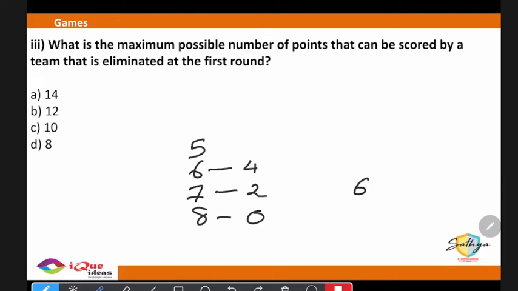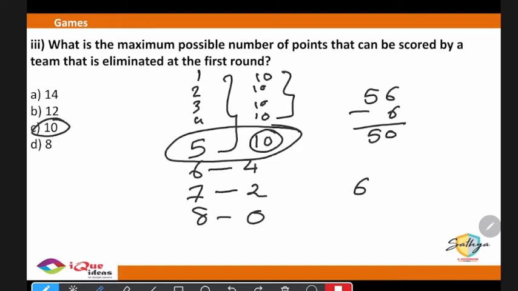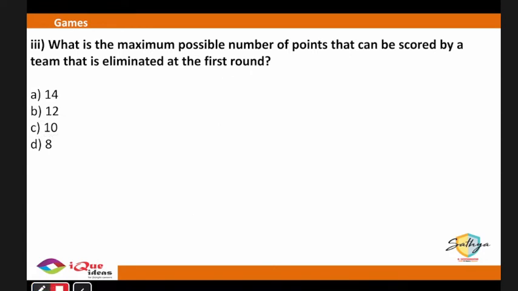So total of 6 points. 56 minus 6, total 50 points. So 1, 2, 3, 4 and 5 के बीच में 50 का distribution कर लो with 10 each. So net run rate clause के हिसाब से ये 4 आगे निकल जाएंगे. So even with 10 points, 5 will not go ahead. So the maximum possible points that he could have actually got is 10. Correct? Right. So the maximum points with which a person is still eliminated is actually 10.